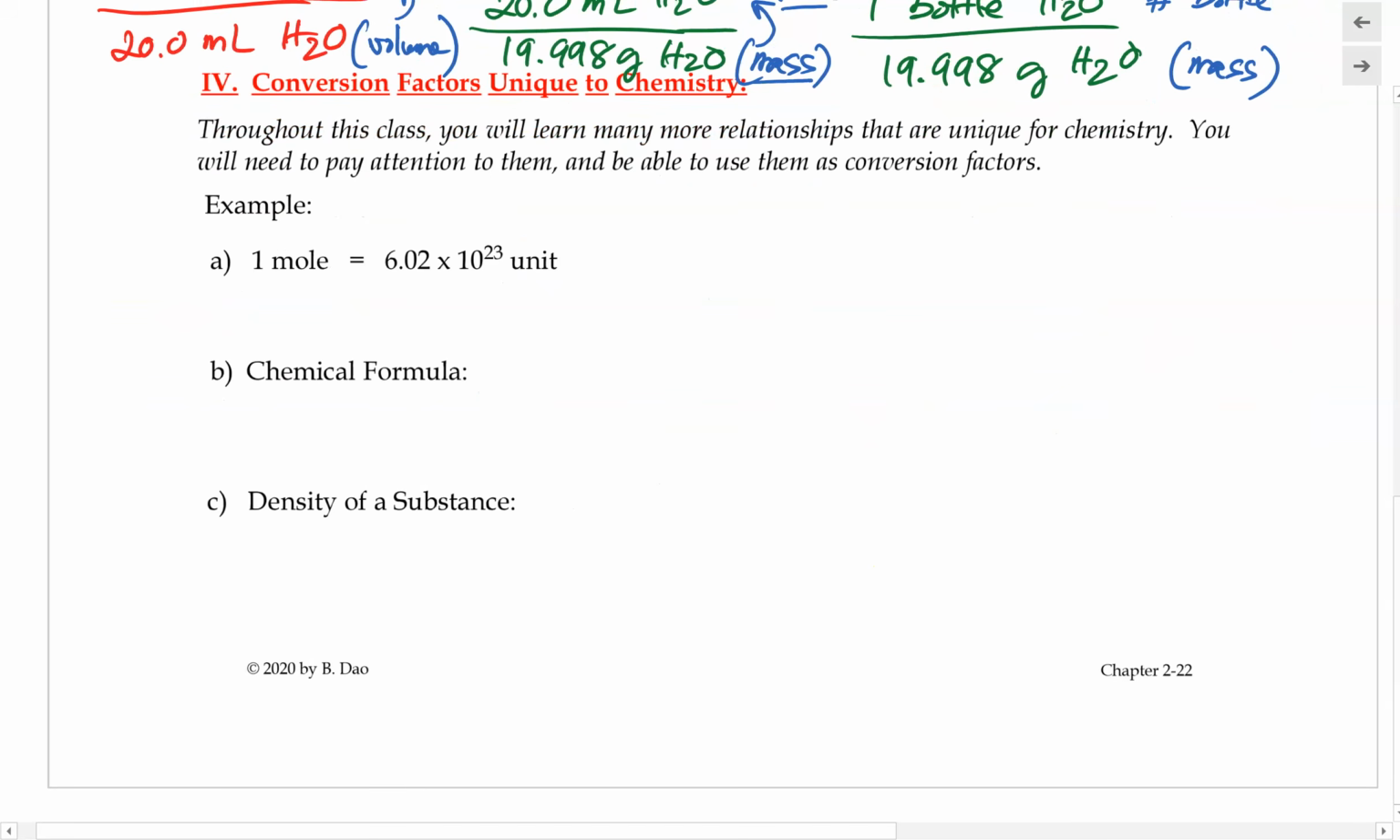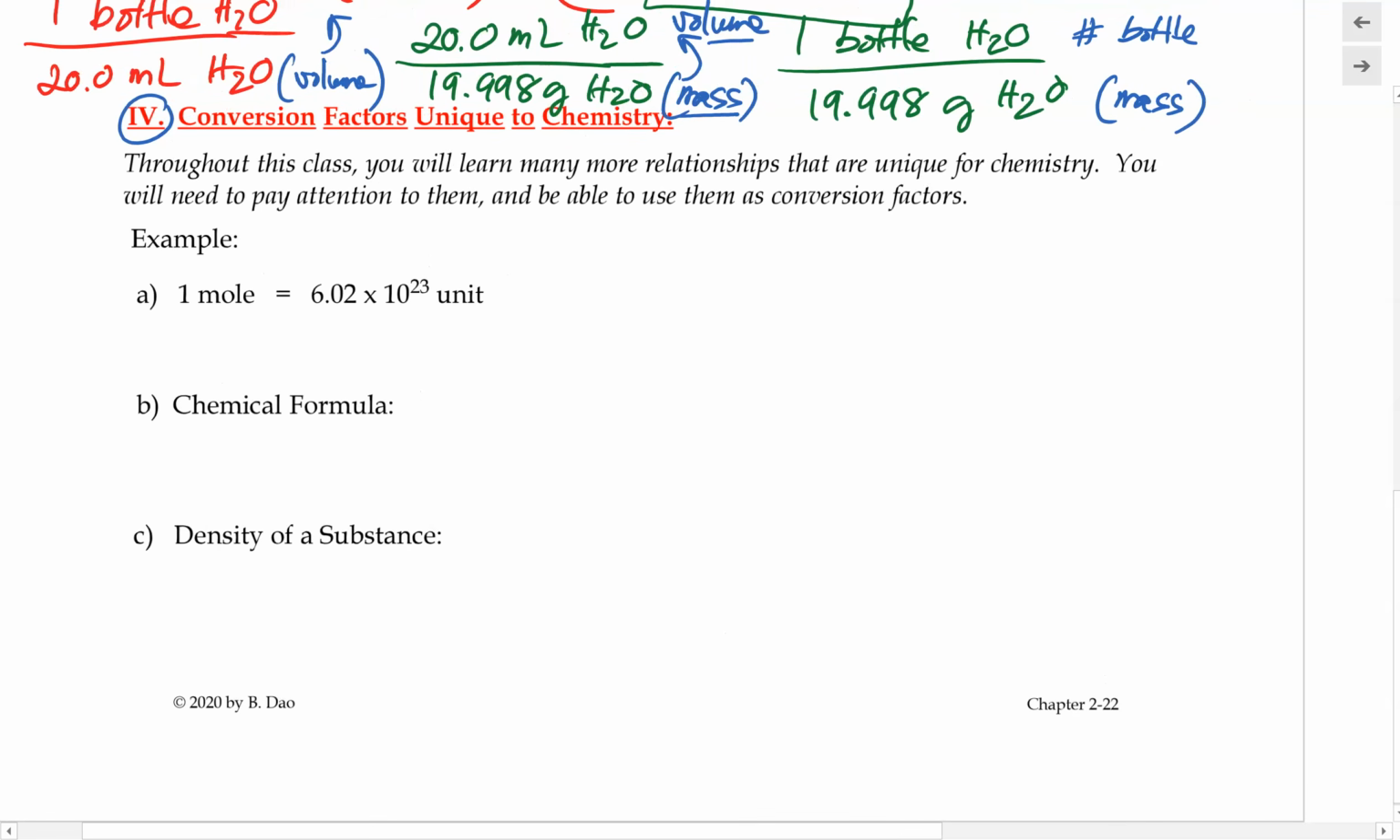And now, the fourth place where we can get conversion factors from. Throughout this whole class right here, we will learn many other unique conversion factors that you will see only here in chemistry. And you need to pay attention and be able to use them as conversion factors. And this is very important right here, because throughout this whole class, we'll be using dimensional analysis to solve problems. And that's when you have to learn how to recognize information as conversion factors.